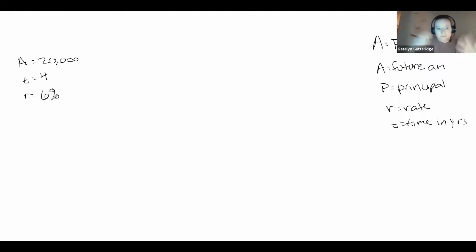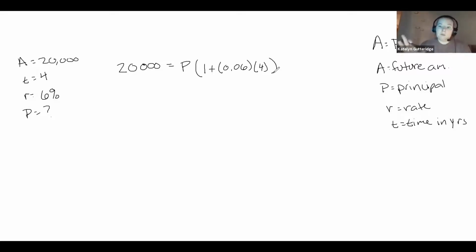Okay, so I'm going to set this up. I'm solving for P. I do not know P. That is what I want to find. So I'm going to substitute my values into my equation. So I would have my A is 20,000. I have my equals, my P. We don't know the P, so I will leave it as a variable. And then 1 plus my rate. My rate, I always want to write as a decimal, 0.06, times my time, which is 4. When you're working through these financial problems, if you can do the calculations and not have to round, you can do that. If you do the calculations and it gives you a very long decimal that you would end up having to round, do not do the calculations as you go. We are only rounding at the very, very end of this problem.